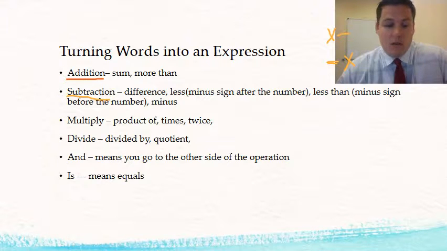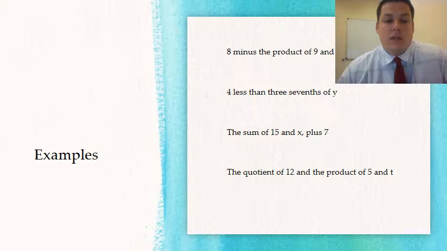Multiply. We're going to look for words like product of, times, twice. Things like that mean we multiply. When we see the words divided by or quotient, we're going to divide. Anytime you see the word and, it means you're going to go to the other side of the operation that was just expressed. And anytime you see the word is, remember, is means equals. So let's go ahead and look at a few examples.